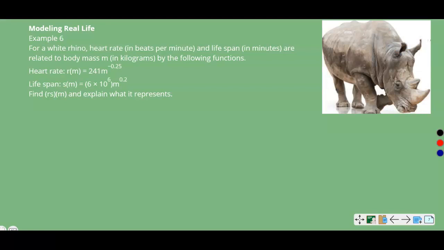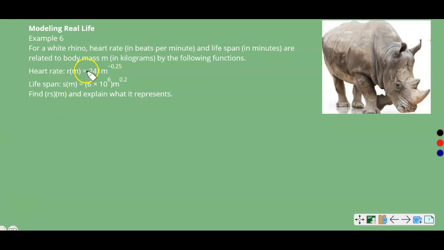Example 6, modeling real life. For a white rhino, heart rate in beats per minute and lifespan in minutes are related to body mass m in kilograms by the following functions. Heart rate equals 241 times m to the negative 0.25 power. Lifespan equals 6 times 10 to the 6th power times m to the 0.2 power. Find r times s of m and explain what it represents.